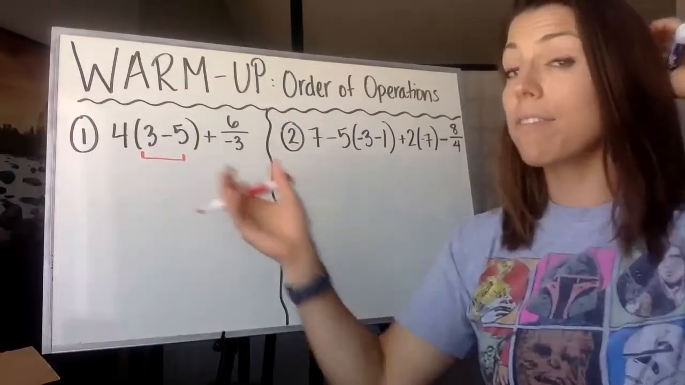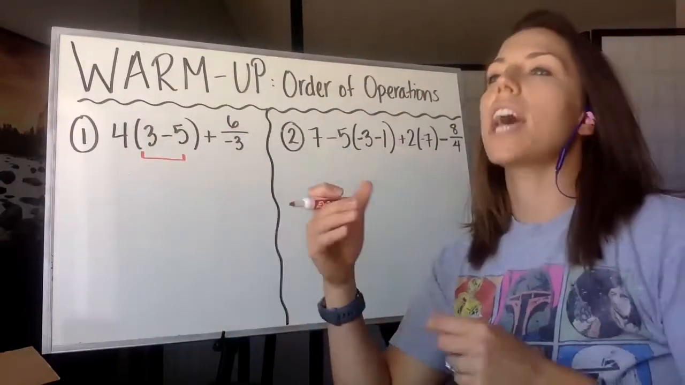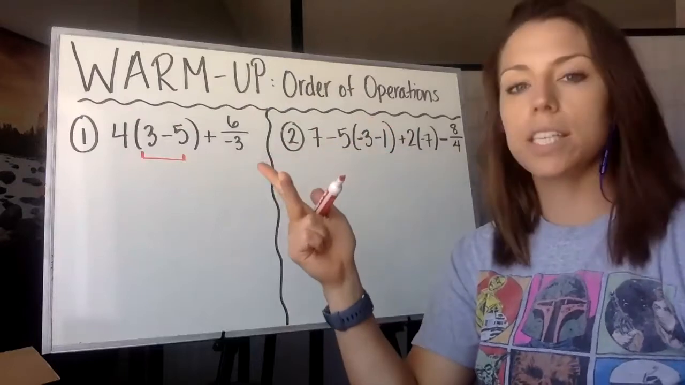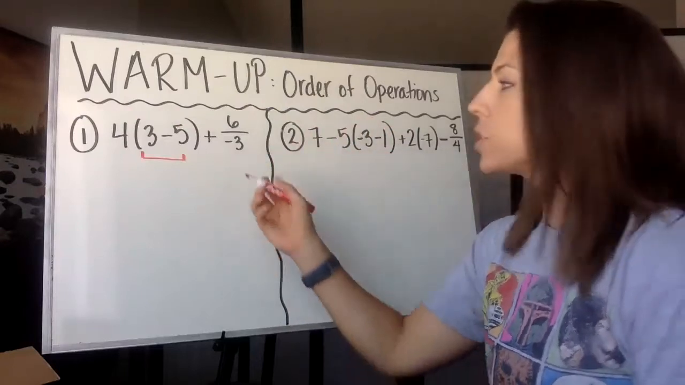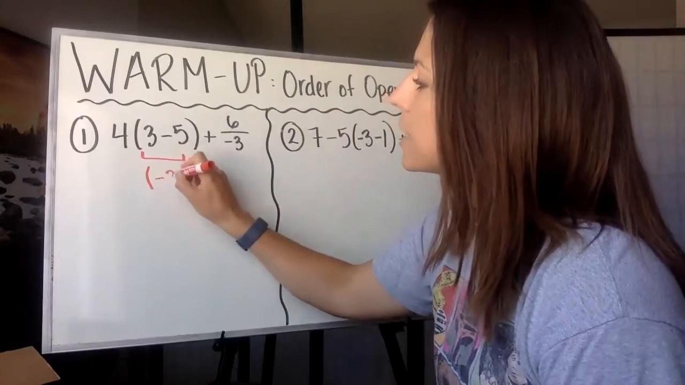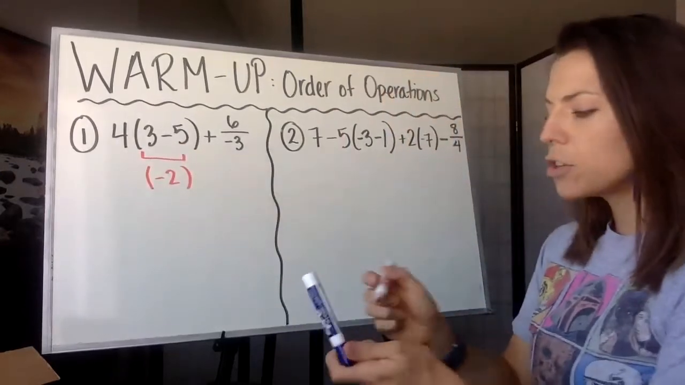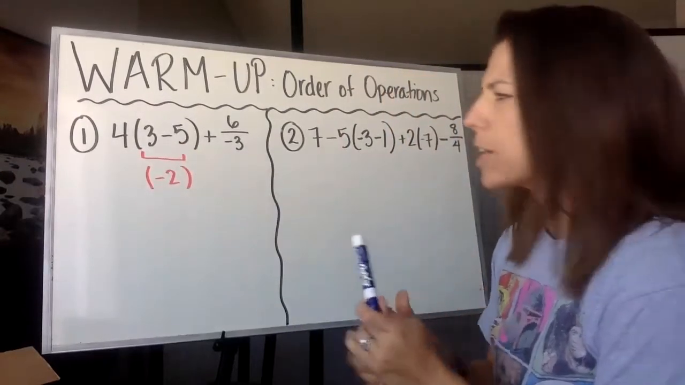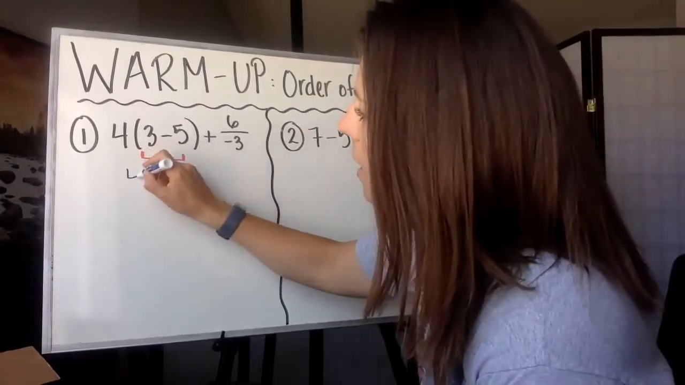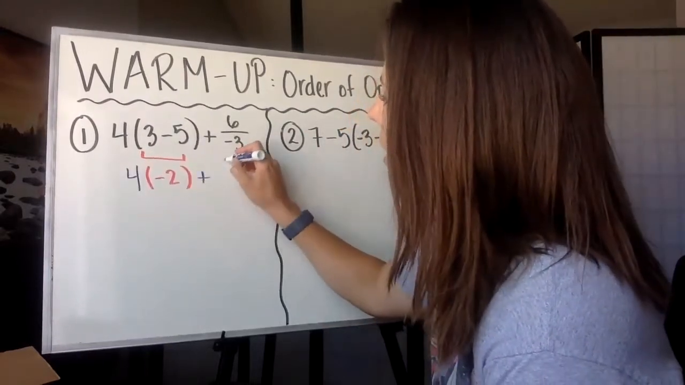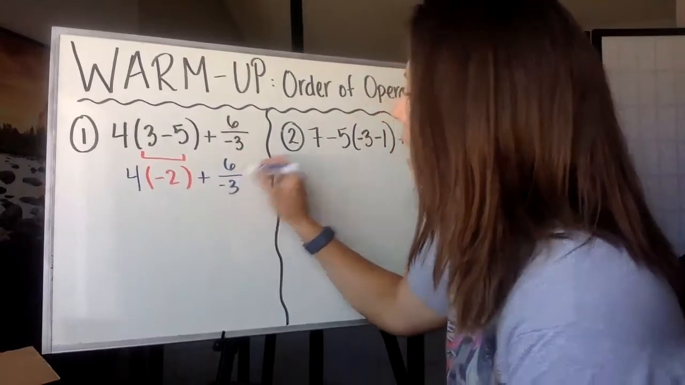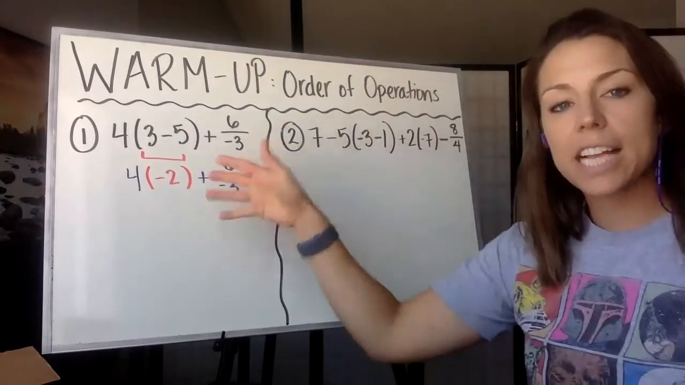So 3 minus 5. If I count back from 3 5 times, I would go 3, 2, 1, 0, negative 1, negative 2. So 3 minus 5 is negative 2. And then you just kind of bring down the rest of the expression, right? We're not simplifying anything else. All we're doing is simplifying that group. So groups come first. We don't have any exponents or powers.